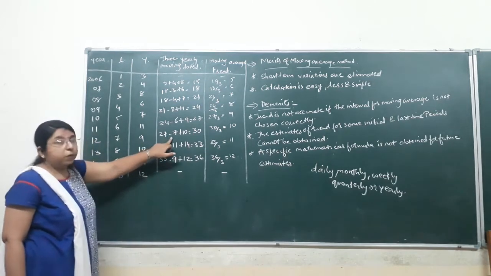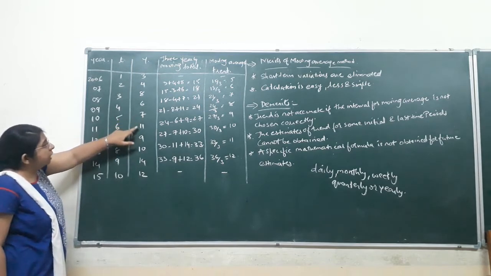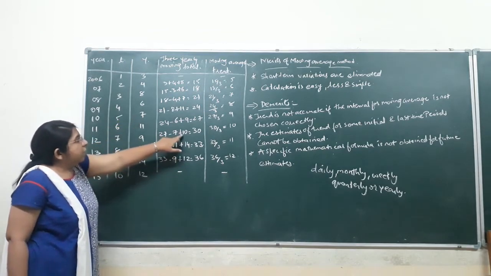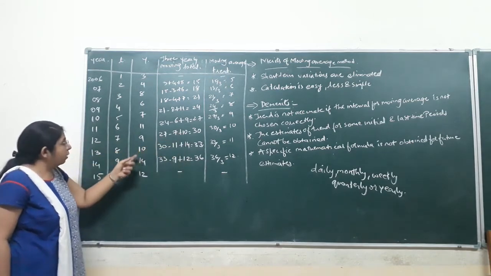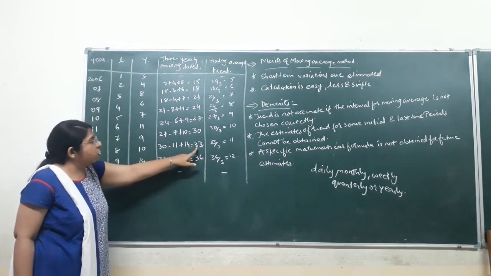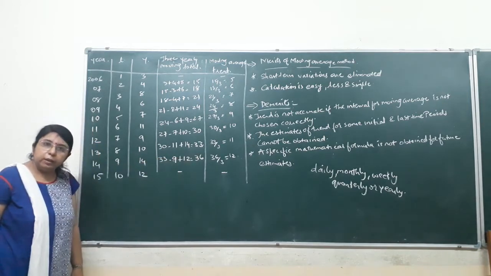Previously you had subtracted 7. Now we will subtract the next value, that is 11. So 30 minus 11. Last you had added 10, so now we will add the next value, that is 14. So minus 11 plus 14, the answer comes to 33.